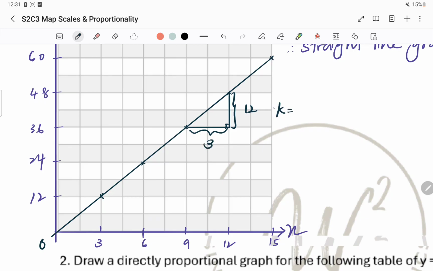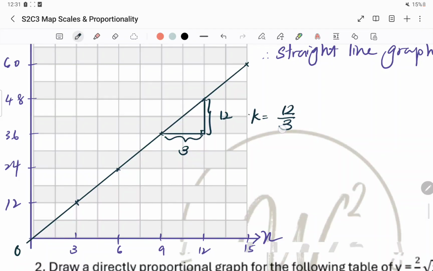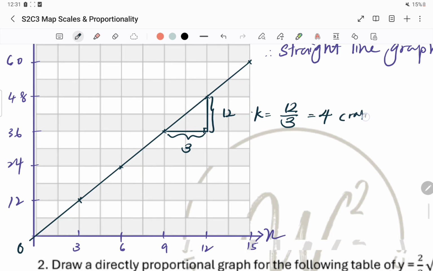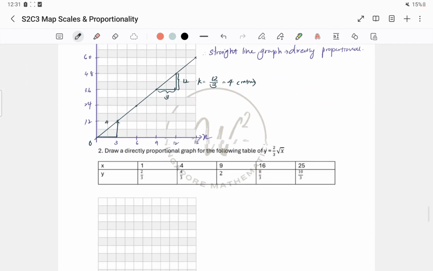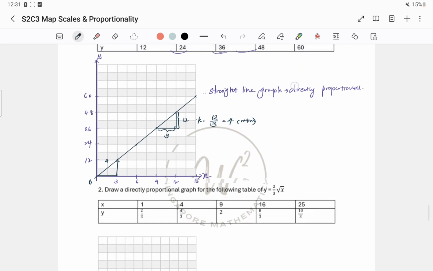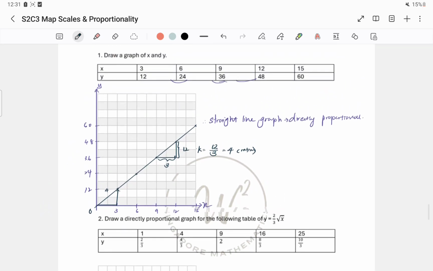So k is actually 12 divided by 3. So you will get 4. This is the ratio. What does this mean? This means every jump they take, the slope is 4. And it's constant. That's why it's a straight line. So you can take a look at this.